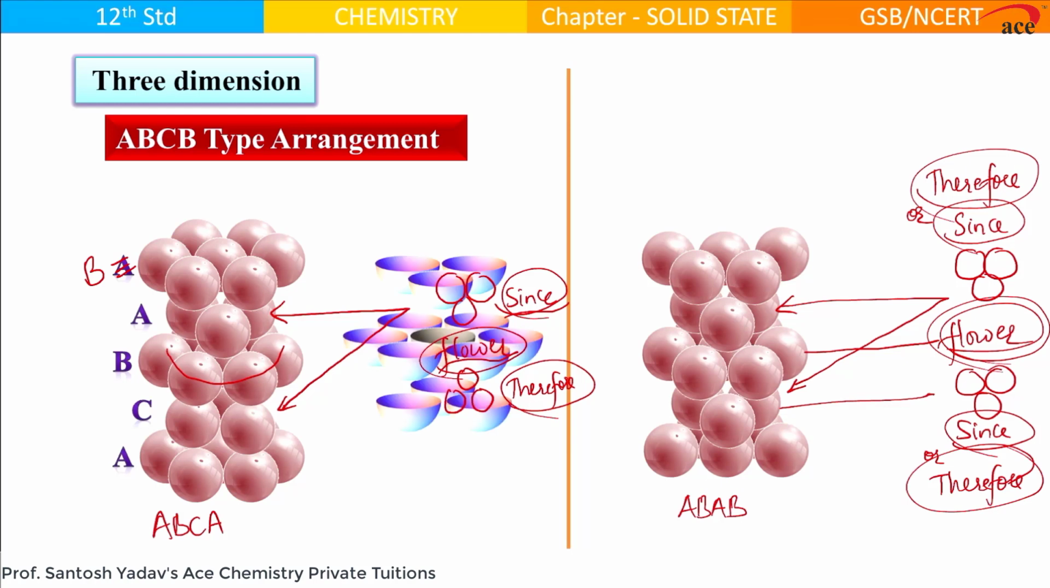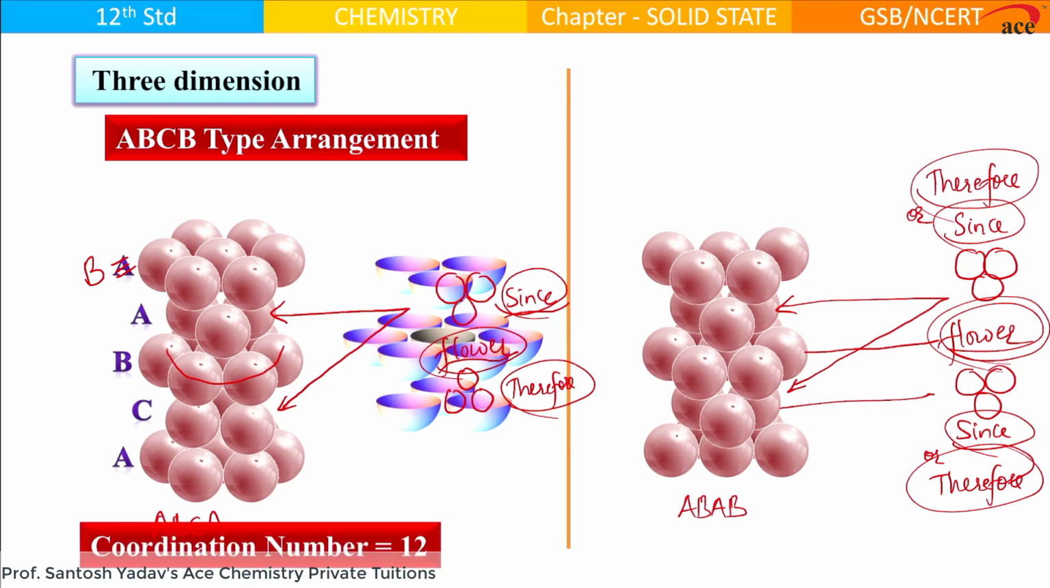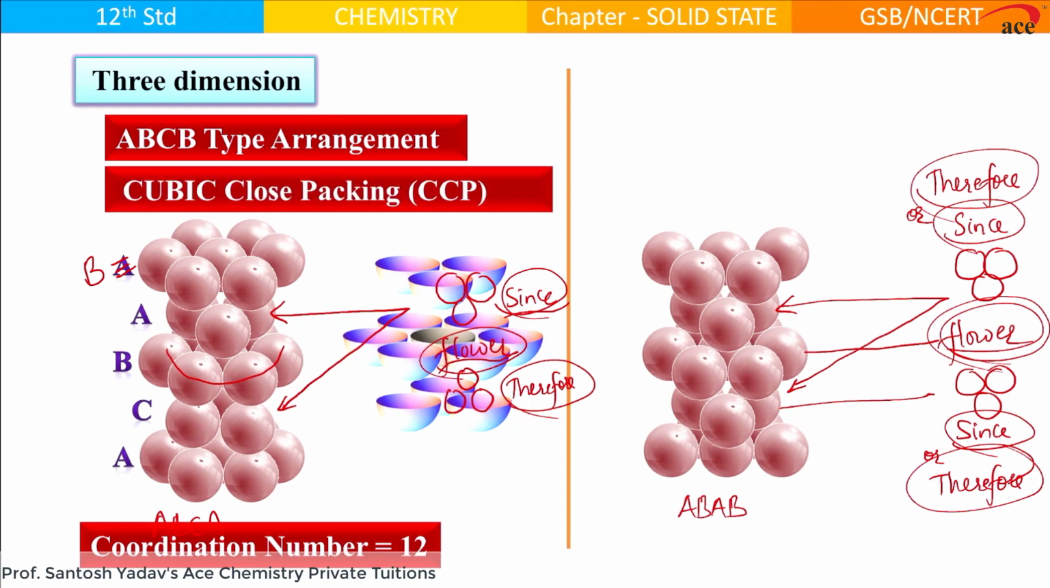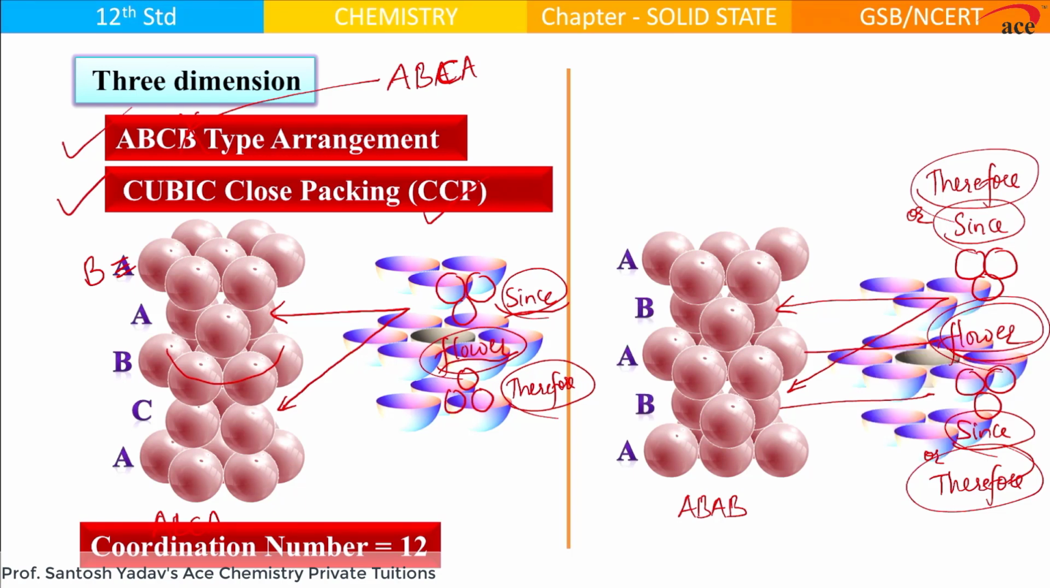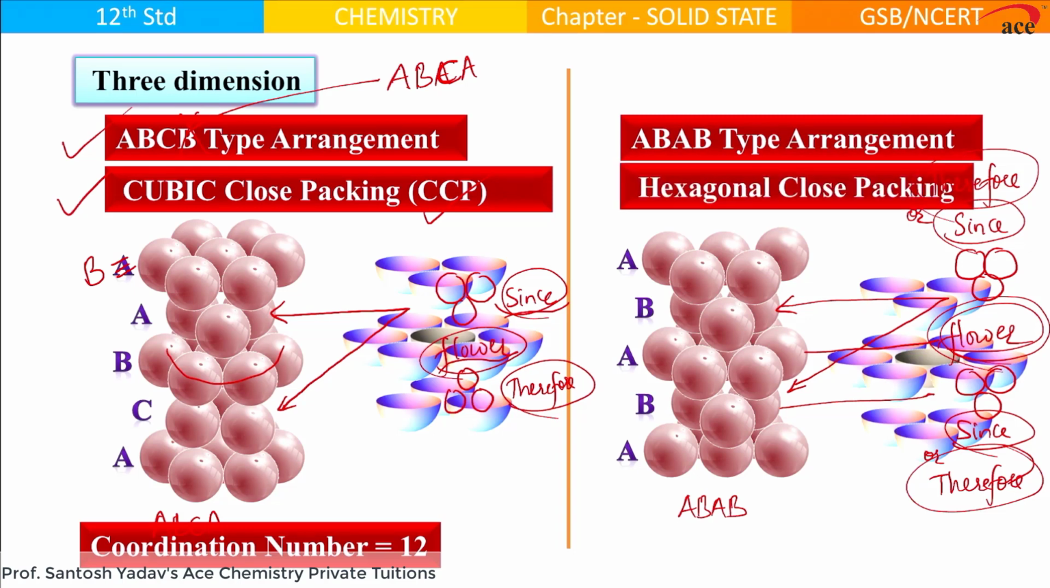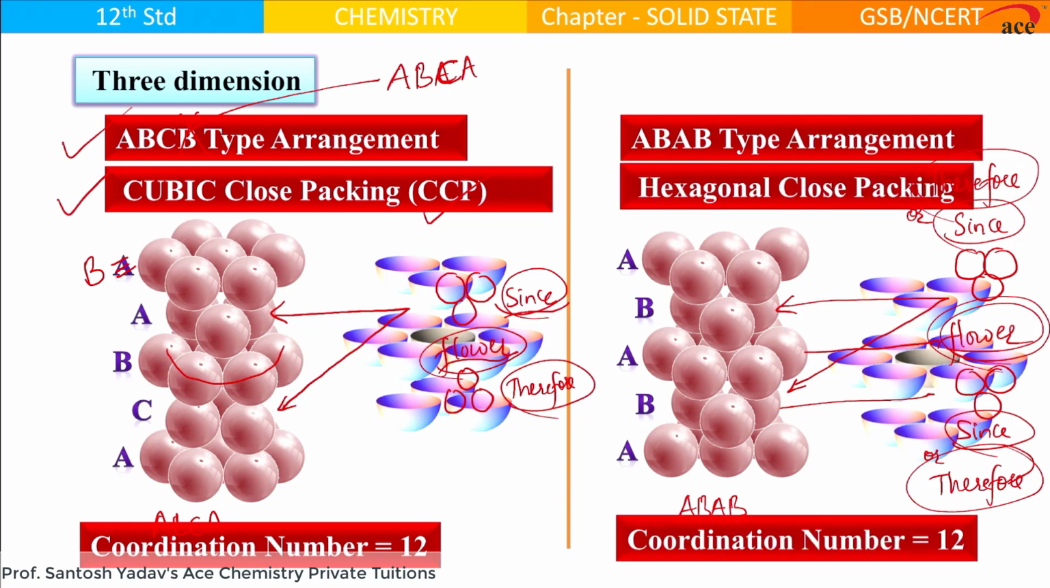Now, if you check, this is how it looks. Coordination number is 12. We have done it before. It is called this type of ABCA type of packing. This is cubic close packing, called CCP, while the other one is called AB packing, and it is also called hexagonal close packing. Here also the coordination number is 12. So, both of them have coordination number 12. So, both of them are equally efficient. Remember, both of them are equally efficient, but they are different.